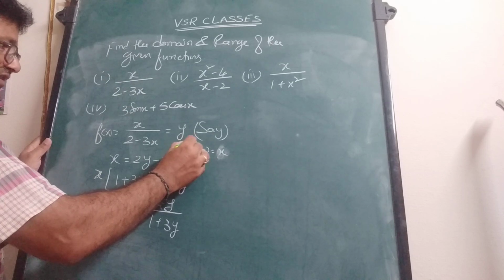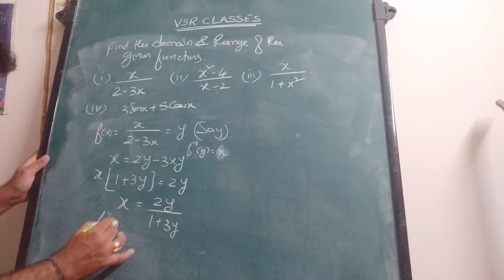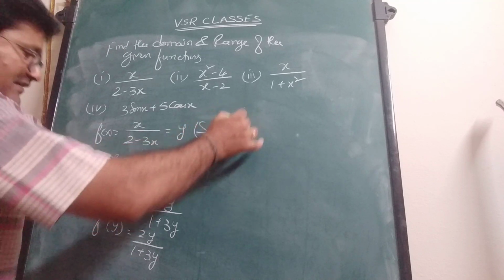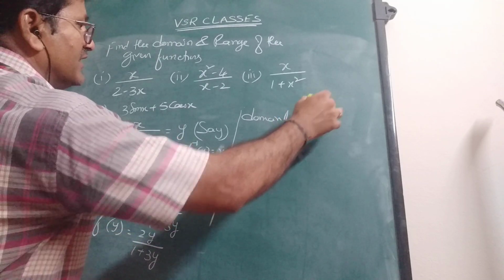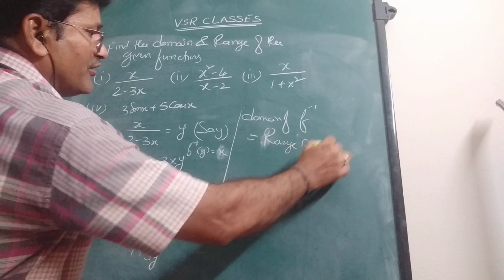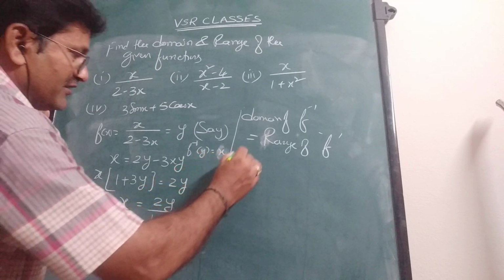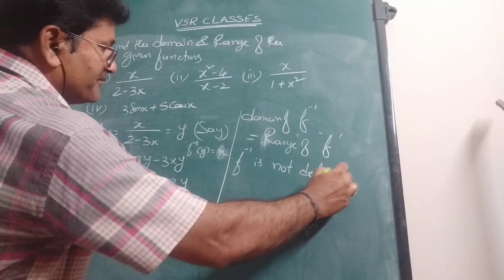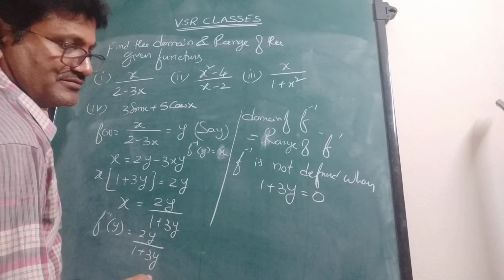Now go for substitution. Here you will have f inverse of y is nothing but 2y by 1 plus 3y. Now we have to find the domain of f inverse, which is equal to the range of f. Have you understood? So we have to find the domain of this one. Now f inverse is not defined when 1 plus 3y is equal to 0, or 1 plus 3x is equal to 0.